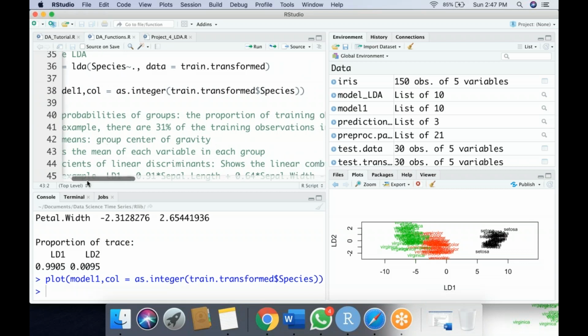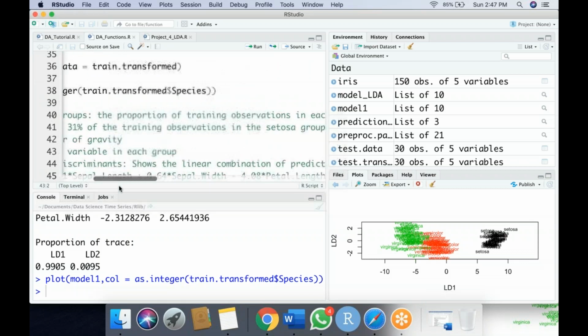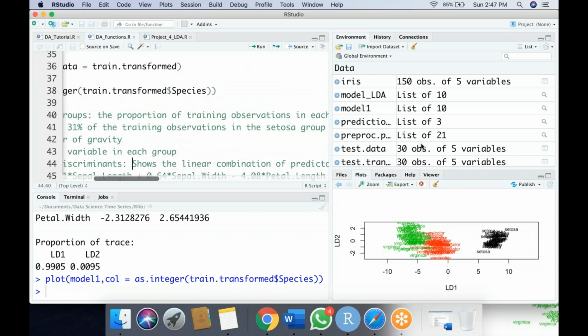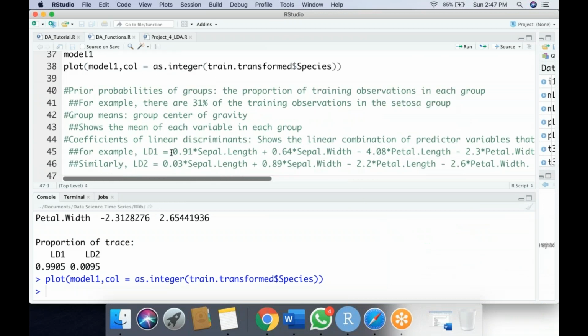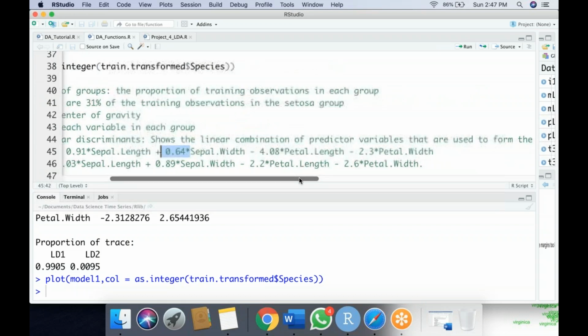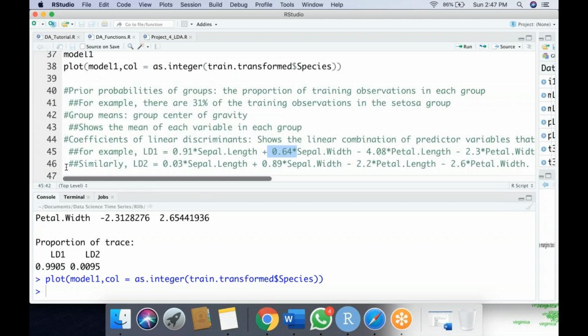Now we have to understand the coefficients of linear discriminants. Basically, if you try to understand how the equation goes, yesterday we also talked about the equation. The equation is more like this for LDA1. Basically, these are the discriminant functions, and similarly LDA2, these are the discriminant functions.